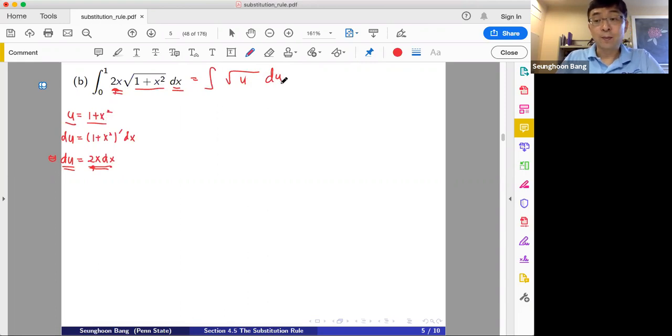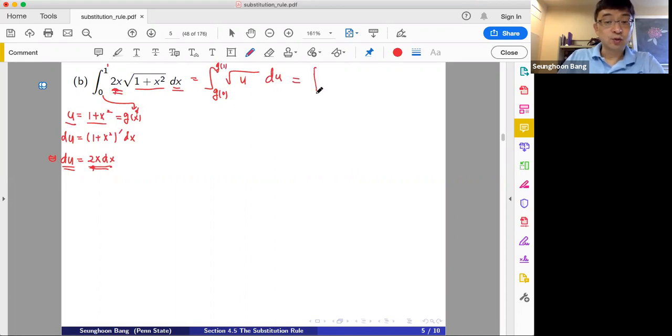So one more, do you remember? You can change the lower limit and upper limit by using u and x. We can write this function as g of x. You plug 0 into here, the lower limit is g of 0. You plug 1 into here, the upper limit is g of 1.